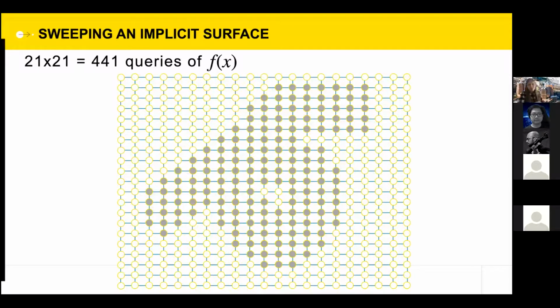So this is a 21 by 21 vertex grid, which means that to get this admittedly not really good approximation of the swept volume, I needed 441 queries of f. However, it's easy to see that many of these queries are useless. They're superfluous, right? For example, take this grid vertex here. It's surrounded by other white vertices. It's very, very far from the boundary of the swept volume. So it's very far from the object that we're describing. So we could just remove this vertex and our understanding of the shape of this swept volume wouldn't change at all, right?